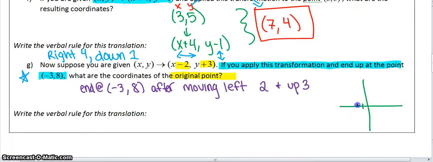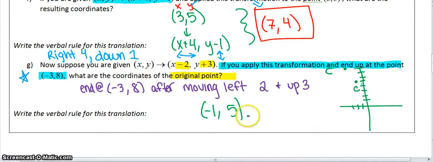So you end at negative 3, 8. 6, 7, 8. You end here. That's the C prime. That's where you end up. Where did I start? So that's after you move left 2. So if I want to undo that, I've got to move right 2. So I'd be here. And that's after I moved up 3. So if I want to undo that, I've got to go down 3. So this point here would make my original C, which is where x is negative 1 and y is 1, 2, 3, 4, 5.